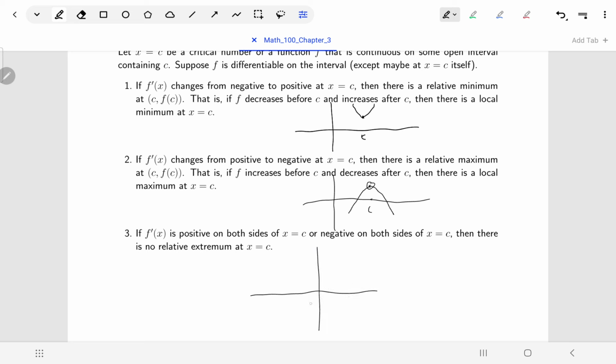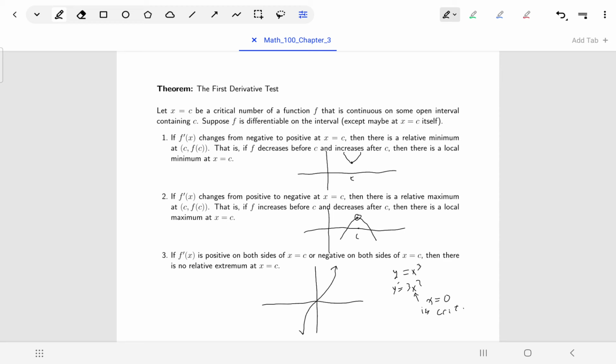So for example, you might have something like our graph y equals x cubed, and you can check that for y equals x cubed, its derivative shows that there should be a critical number at 0. And it increases before 0 and then it increases after 0. Even though it's a critical number, it's not a maximum, it's also not a minimum.